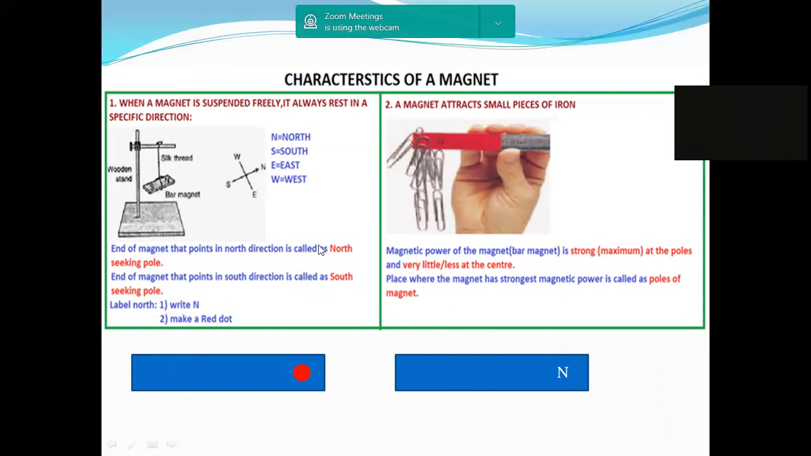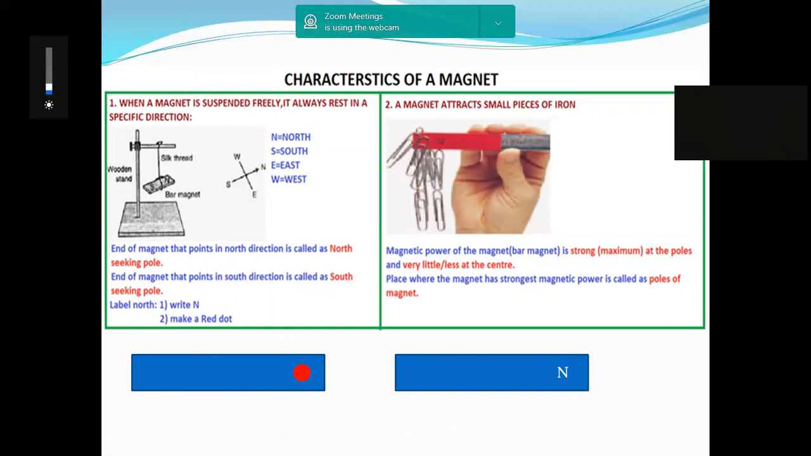Now there is the time to learn two sorts of new terms. One of them is north seeking pole, another is south seeking pole. A magnet has two ends. If this is a magnet, the one shown to you on this screen in blue color, there are two ends. The end which is pointing to the north direction is your north seeking pole, and the other end which is pointing in the south direction is the south seeking pole.